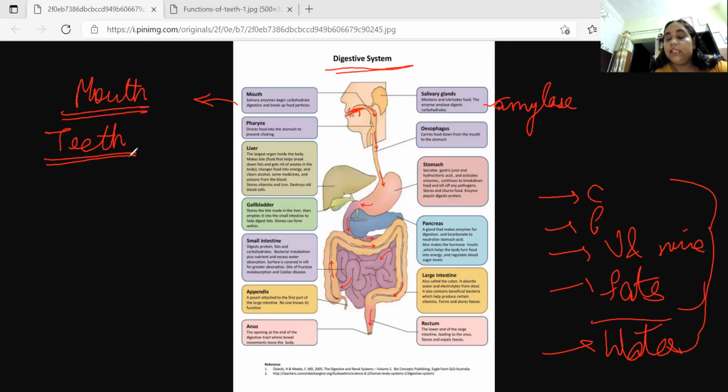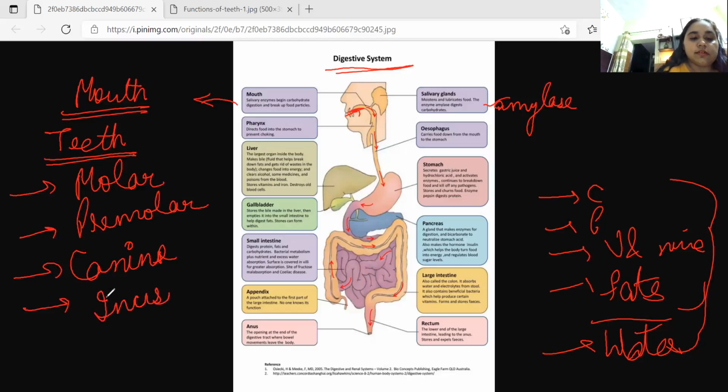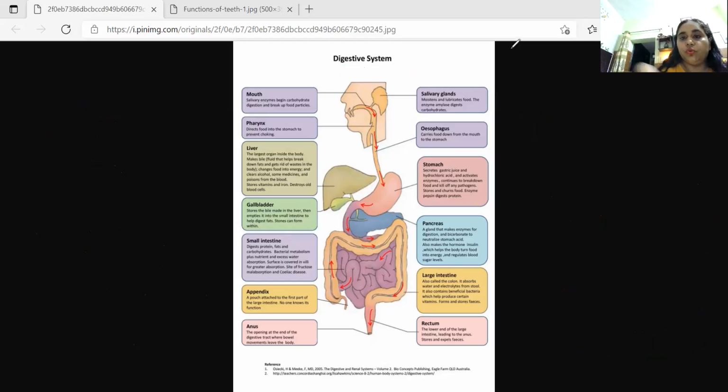Now, there are different types of teeth present in the mouth. One is your molars, then premolars, and then you have canines, and then you have incisors, right? All these teeth have different functions. Now let me just go to that.